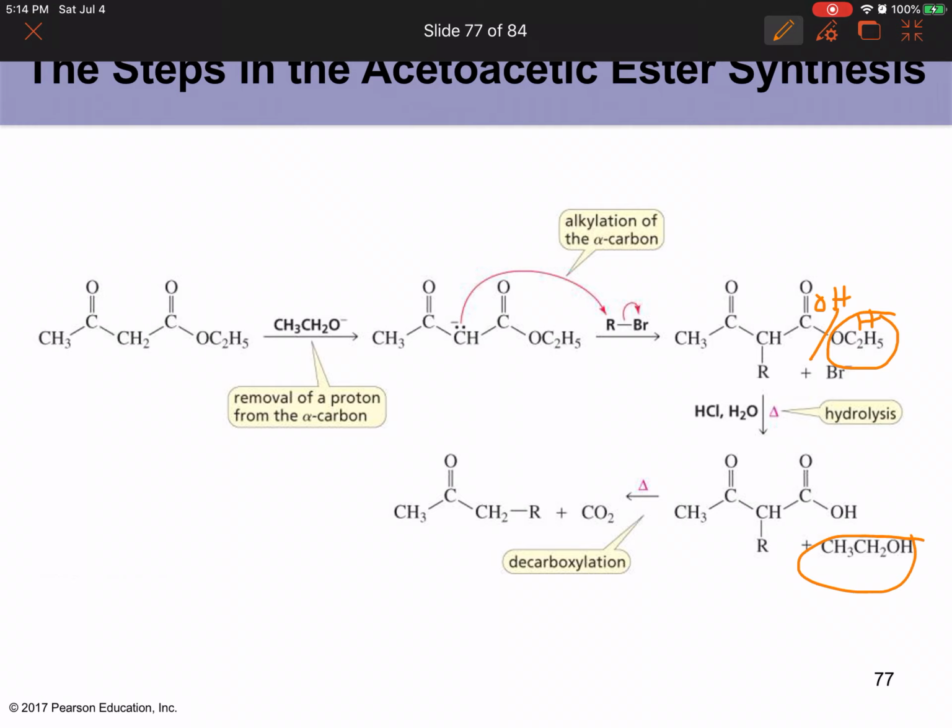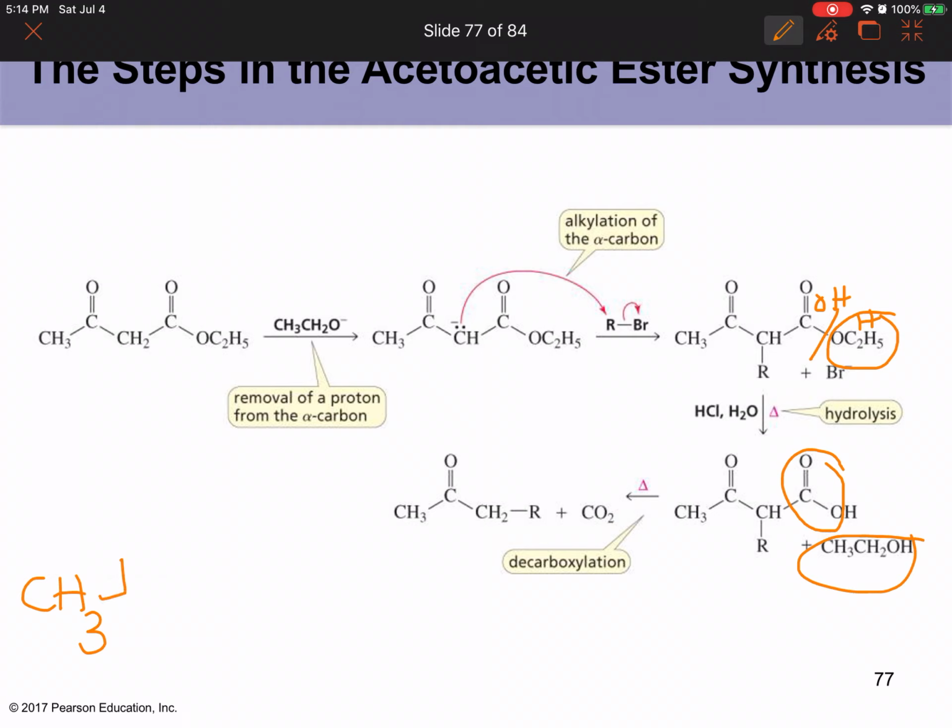Now, when you heat up, you know what's going to happen. You're going to lose the carbon dioxide. So you're going to basically lose this carbon dioxide. And you also know the process and the mechanism, how it happens. Remember, I'll redraw it to remind you.